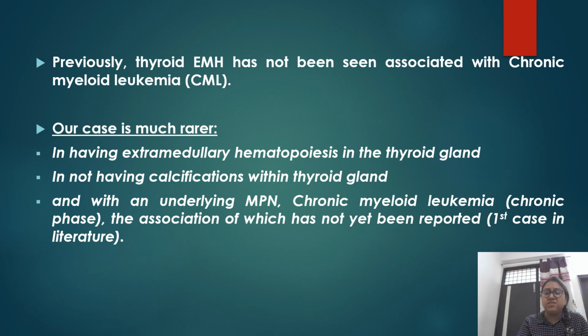See, this case is very rare. ठीक है. Previously thyroid EMH has not been associated with chronic myeloid leukemia. ठीक है. I'll tell you in brief the review of literature also. हमारा केस बहुत रेयर था because having extramedullary hematopoiesis in thyroid gland, that is per se rare. ठीक है. Second point, it did not have calcification. मैंने कहा था CECT neck पे no evidence of calcification in spite of having EMH. Then patient को हमने diagnose किया chronic myeloid leukemia. ठीक है. This has not yet been reported. So this was the first case to be reported in literature, in association with EMH, thyroid EMH.